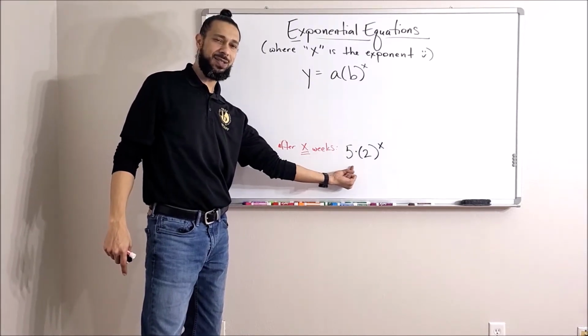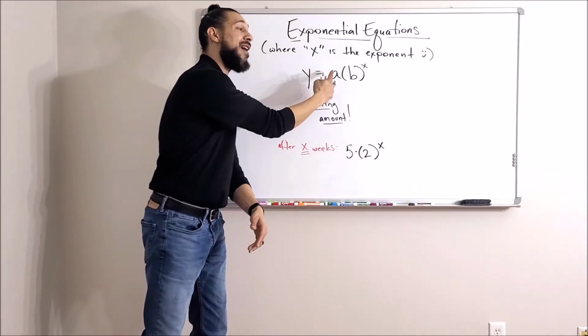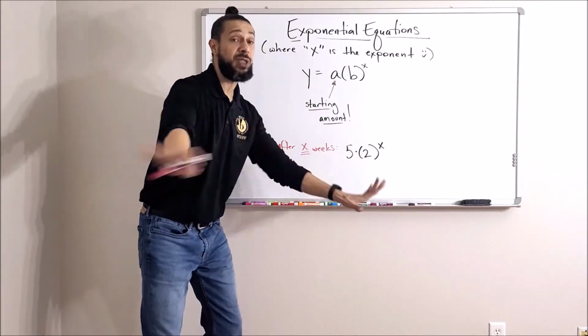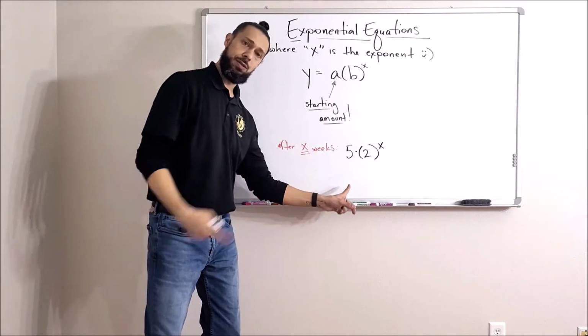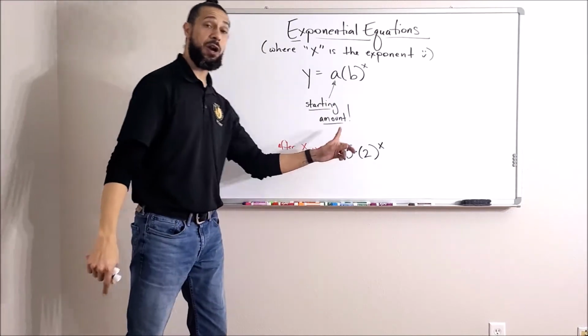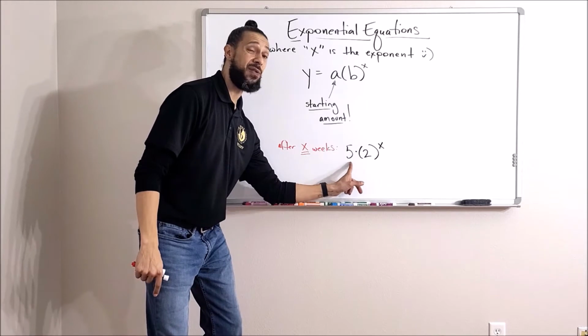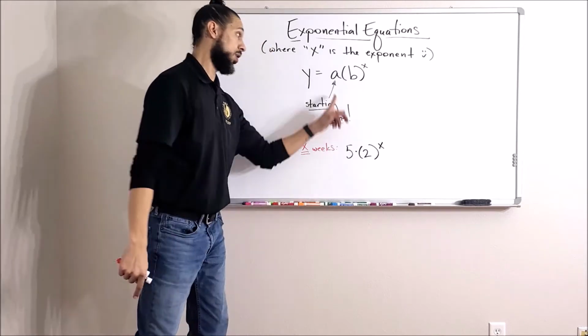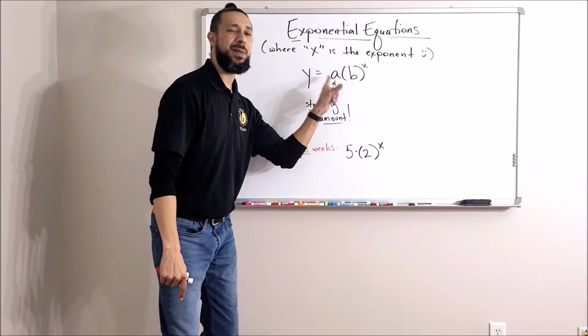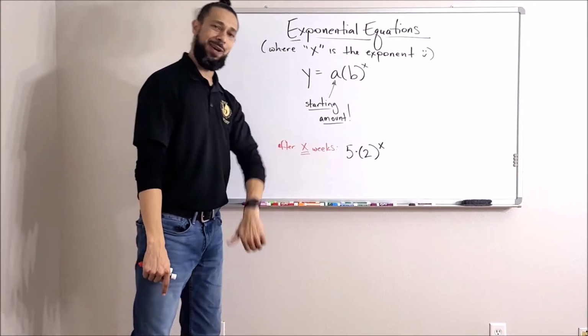Remember what 5 was? Yeah, that first number, the number without the exponent attached, that is whatever number you started with. I started with 5 followers. That's why I had a 5 before the 2. Yeah, that number, whatever it might be, that's the number you start with.